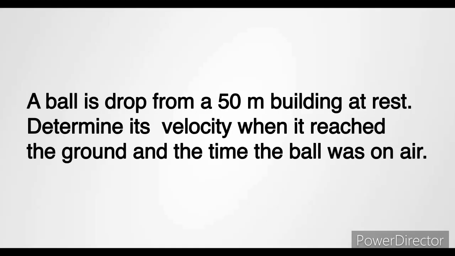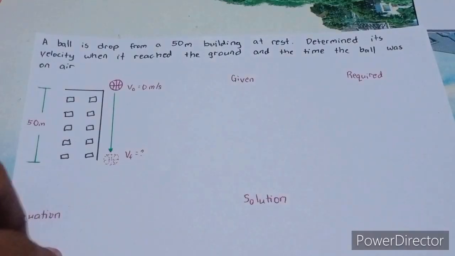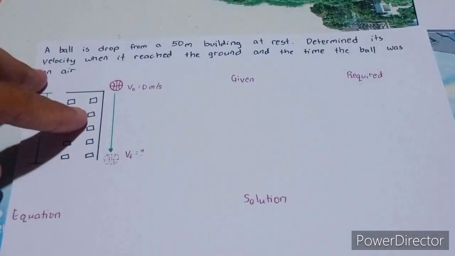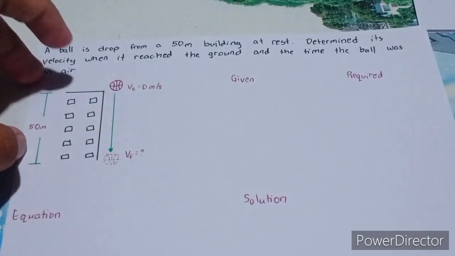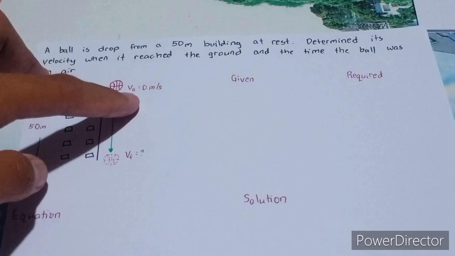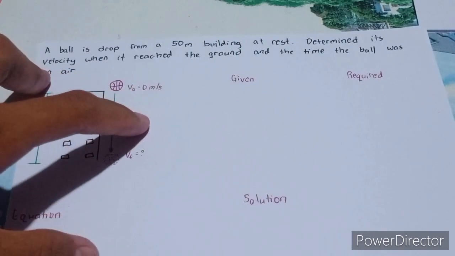A ball is dropped from rest from a 50 meter building. Determine its velocity when it reaches the ground and the time the ball was in the air. Showing here the illustration of the problem, we have the ball dropping from a 50 meter building with an initial velocity of 0 meters per second.